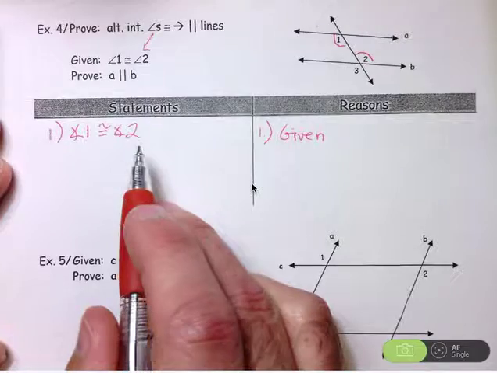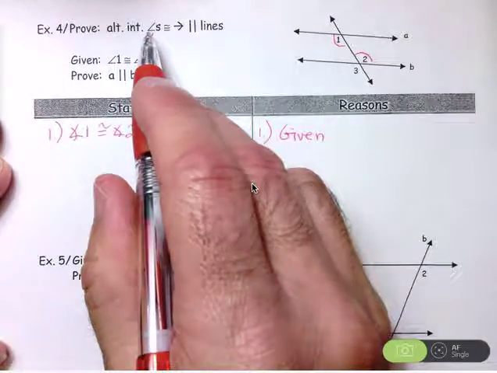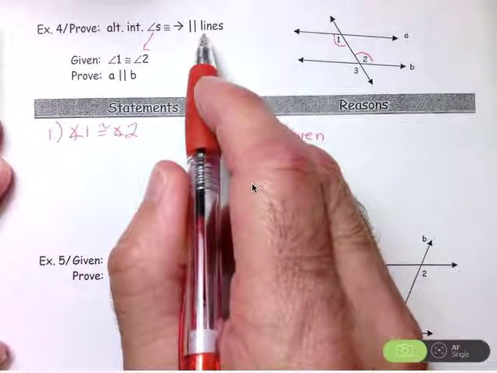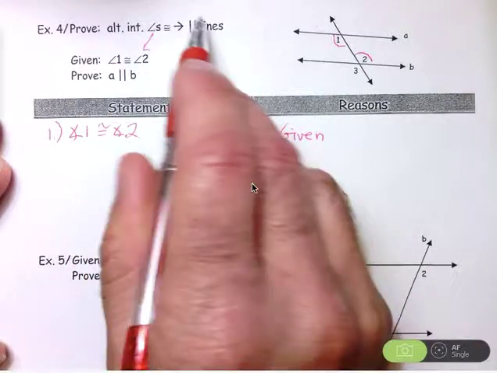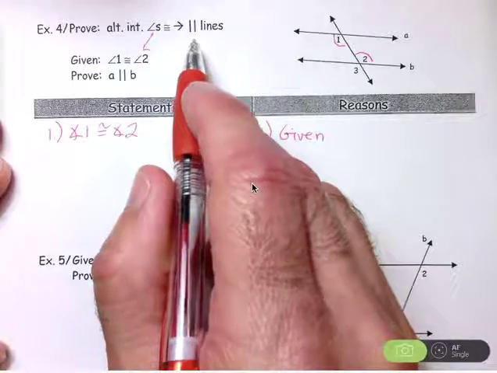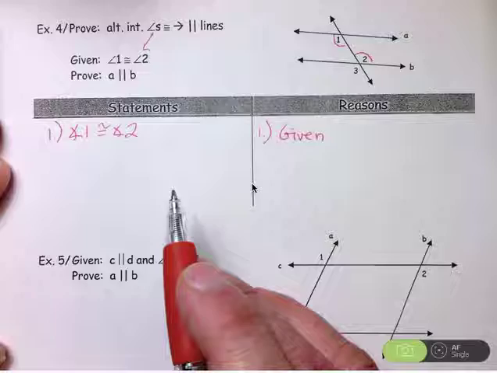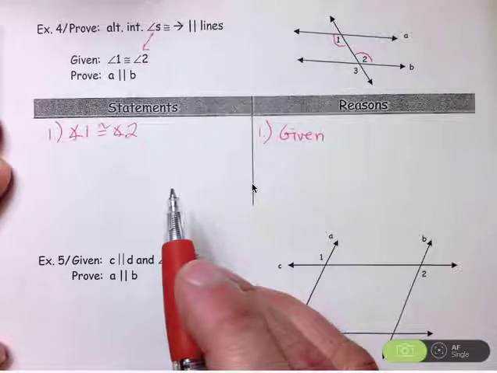So I can't use this theorem about alternate interior angles congruent giving me parallel lines. I actually want to show that this is a true theorem, a true relationship. So what that means is I have to use a different angle pair in order to justify this proof.